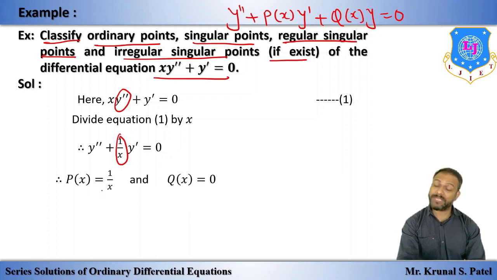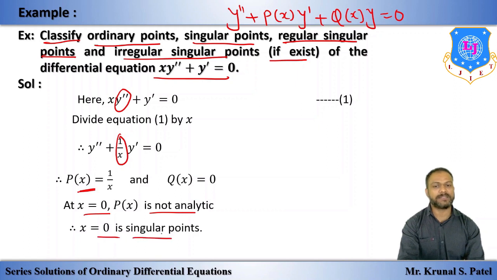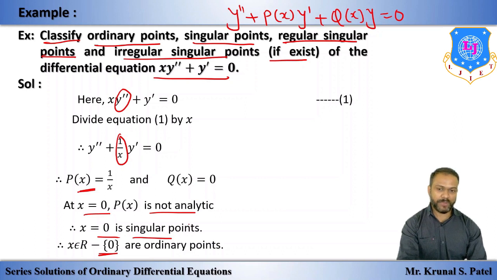Now by observation again, if we put x is equal to 0, this p of x becomes not analytic. That means x is equal to 0 is the only singular point. So x equal to 0 is the singular point. And all the remaining points are ordinary points. So x belongs to R minus 0 are ordinary points. Okay, this is our singular point. Ready? Now x is equal to 0 is the singular point.